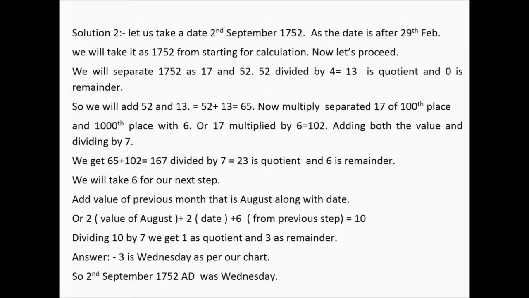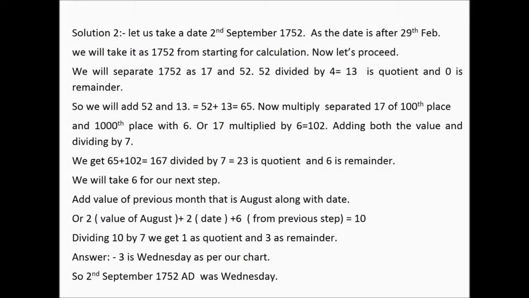Now multiply the separated 17 of 100th place and 1000th place with 6, or 17 multiplied by 6 equals 102. Adding both the values and dividing by 7, we get 65 plus 102 equals 167, divided by 7 equals 23 as quotient and 6 as remainder. We will take 6 for our next step.